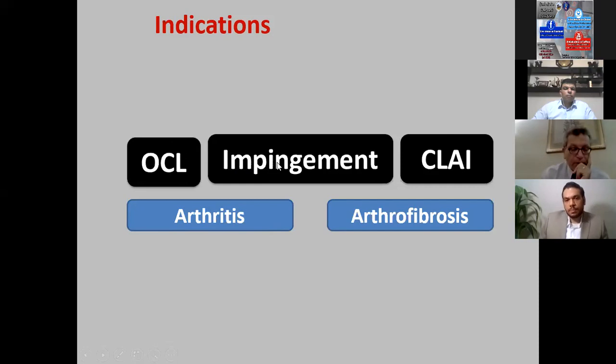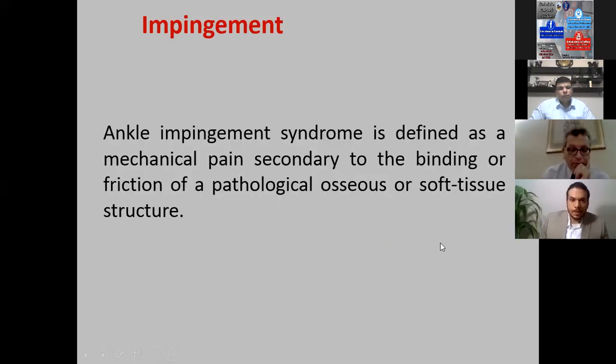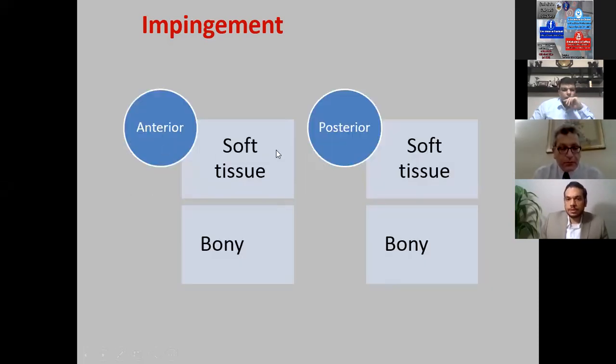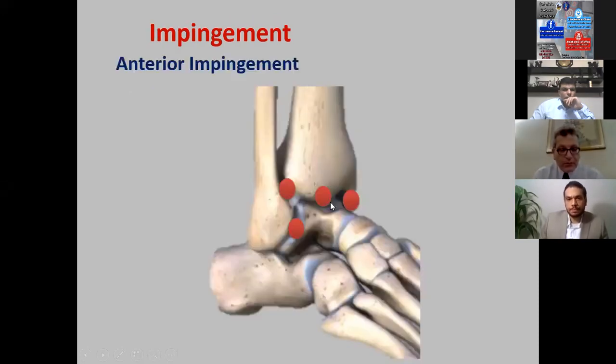But the other very important indications are the ankle impingement syndromes, the chronic lateral ankle instability, ankle arthritis post-traumatic type, and the arthrofibrosis. So ankle impingement syndrome is defined as a mechanical pain secondary to binding or friction of pathological osseous or soft tissue structure. So both anterior and posterior ankle impingement can be either bony impingement, soft tissue impingement, or both.